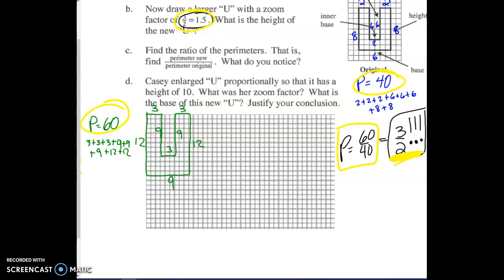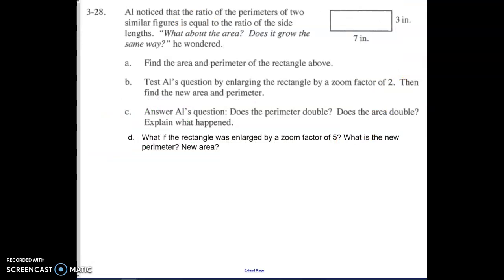We're going to see this quite a bit more. We're going to continue with it. At this point, if you got this far, great. If not, make sure that you answer question 28 as well. And I'm going to leave that one for you guys to work on, area and perimeter.